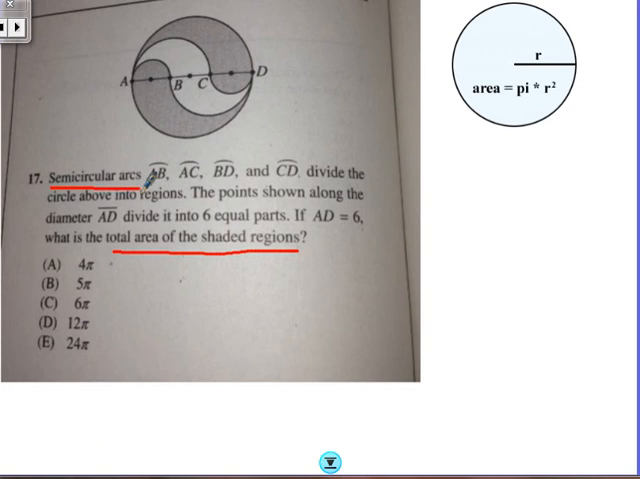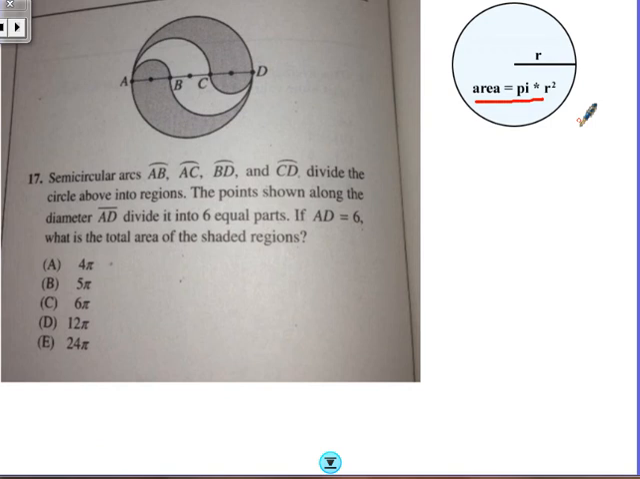It talks to the fact that all of these shapes are made up of semicircular arcs. For example, the arc AB forms this semicircle. Well, we can work with that. The arc AC forms this semicircle. Okay, these semicircles are going to help us solve this problem. First thing you need to know is the formula for the area of a circle. You're going to need to know that for SAT. Area is equal to pi r squared, something you've been working with for a while.